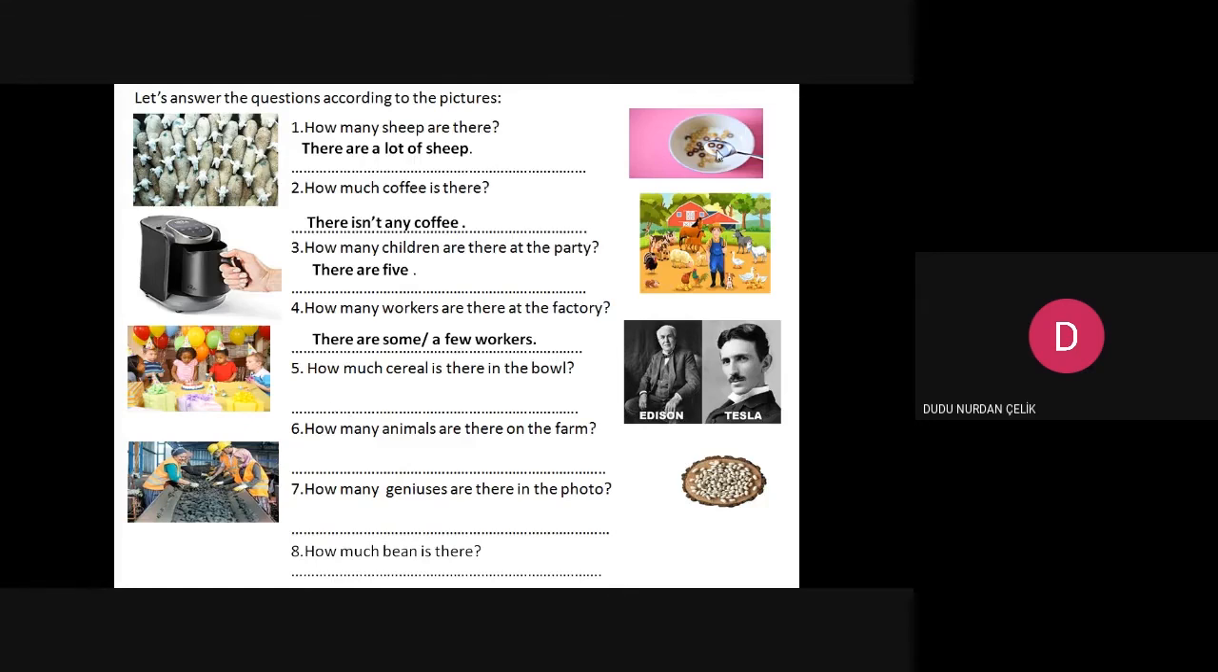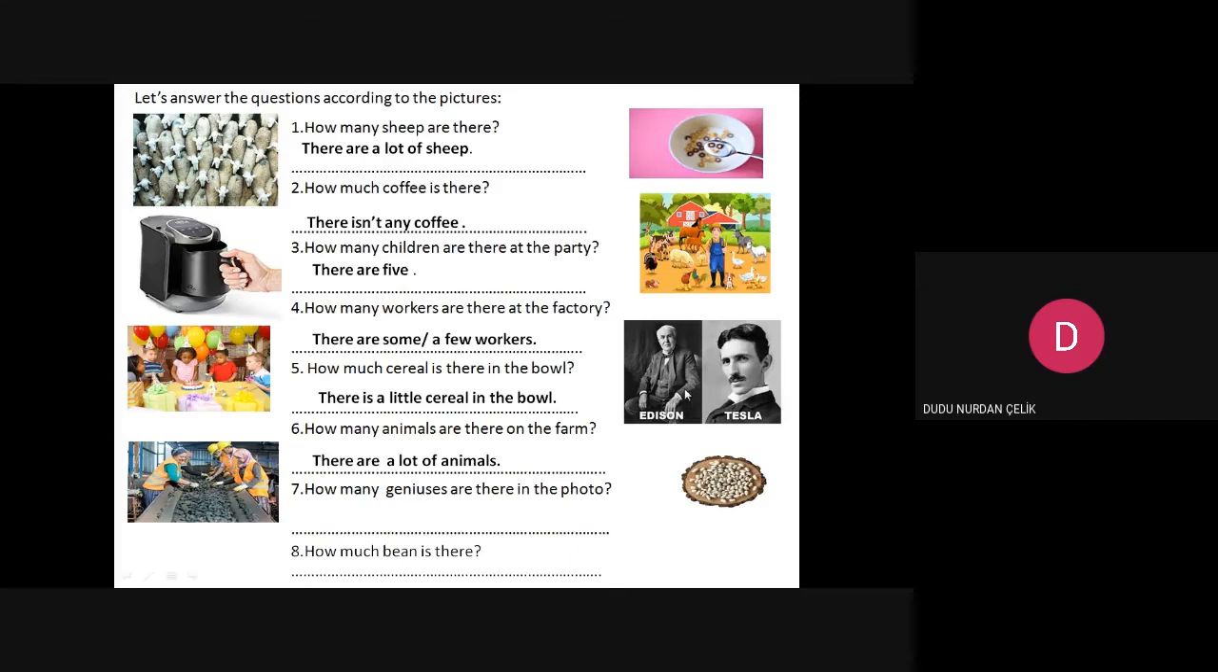And look, cereal. How much cereal is there in the bowl? Not a lot of cereal. Okay, so that's right. We say there is a little cereal in the bowl. This is a farm. The farmer has got a lot of animals on his farm. How many animals are there on the farm? Okay. Let's see. There are a lot of animals on the farm.